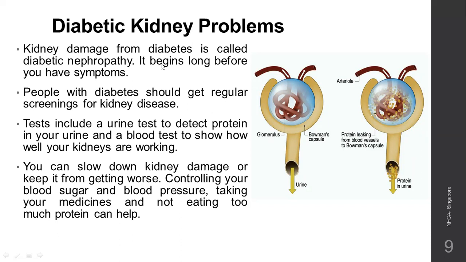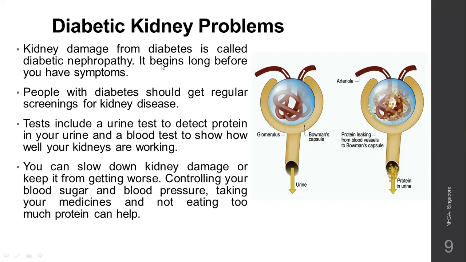People with diabetes should get regular screenings for kidney disease. Tests include a urine test to detect protein in the urine, and a blood test to show whether your kidneys are working well or not. If at all there is blood in urine, it means nephropathy has begun. Treatment for the nephropathy will go along with the diabetic treatment, insulin medication or anti-diabetic drugs. Along with that, nephropathy medications will also start.